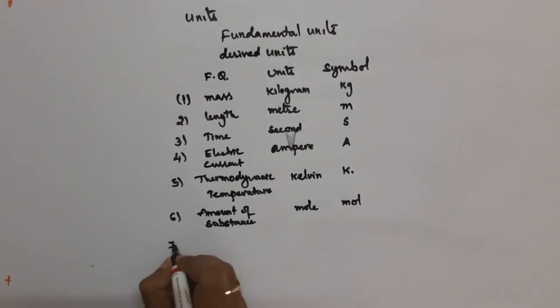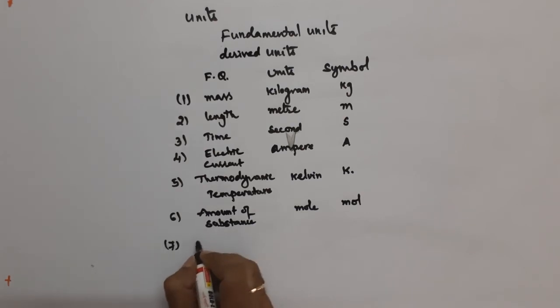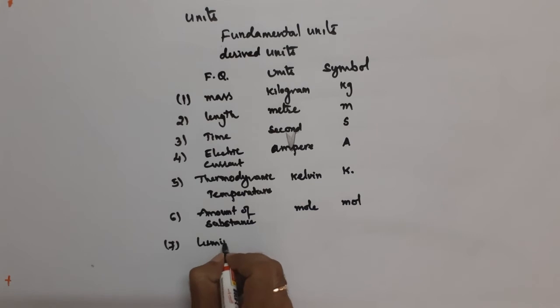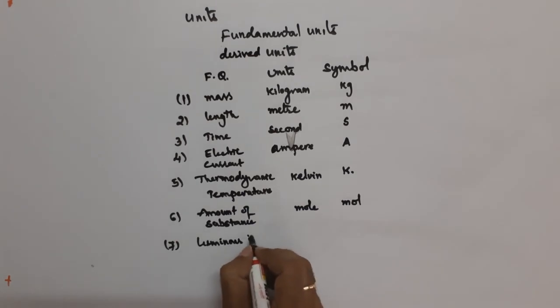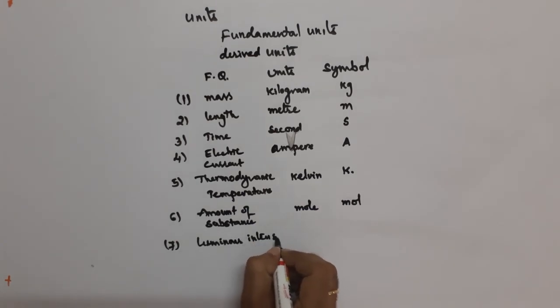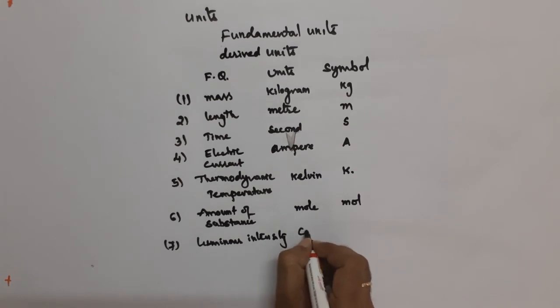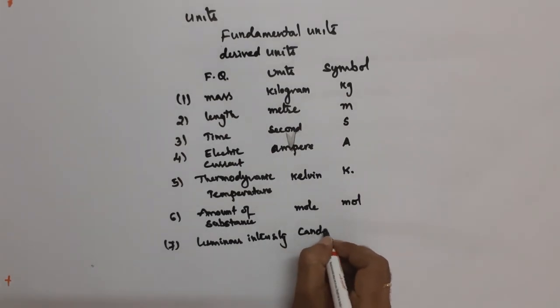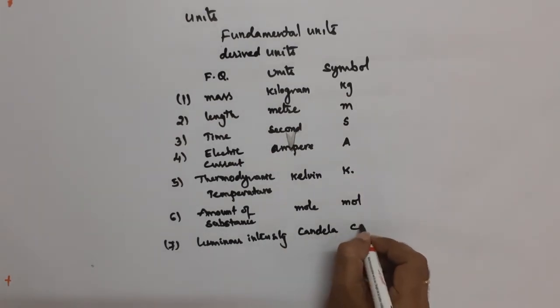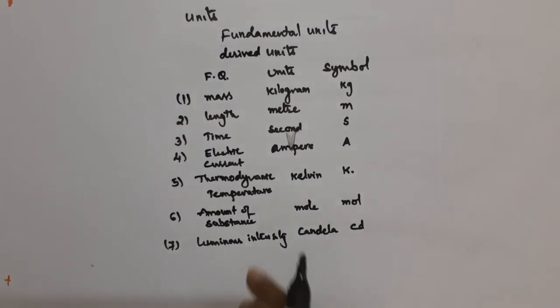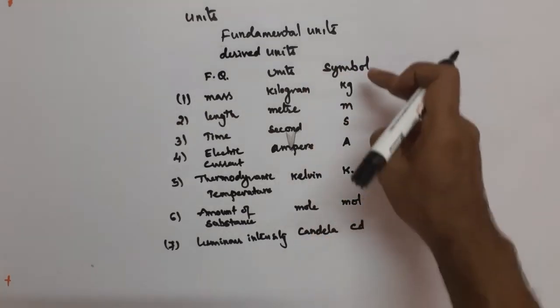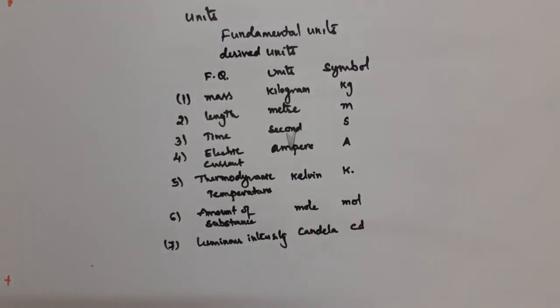And the last one is luminous intensity. Units are candela, symbol cd. So these are the 7 fundamental quantities with their units and symbols.